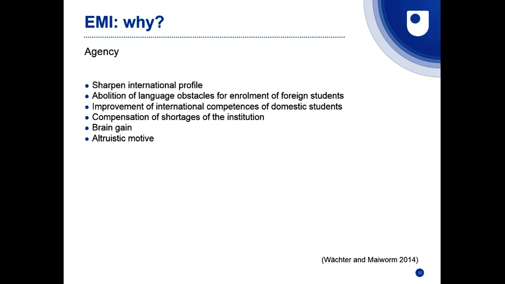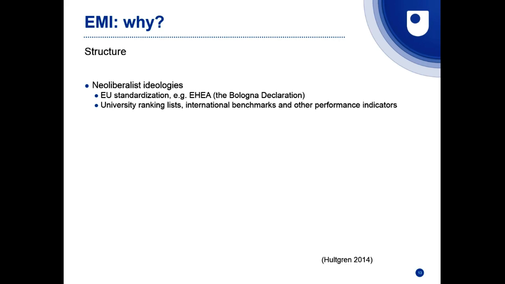As for the situations in which English sneaks in the back door and is more a consequence of structural factors, I think most scholars would probably agree that neoliberalist ideology plays a huge role here. In Europe, we've got the example of the Bologna Declaration, which was signed in 1999, and which sought to create a joint European area, the European Higher Education Area, EHEA, which sought to increase mobility within the EU in order to make the European Union much more competitive vis-a-vis the United States. So they standardized the degree structure, so it was easier to go to another country in Europe to study.